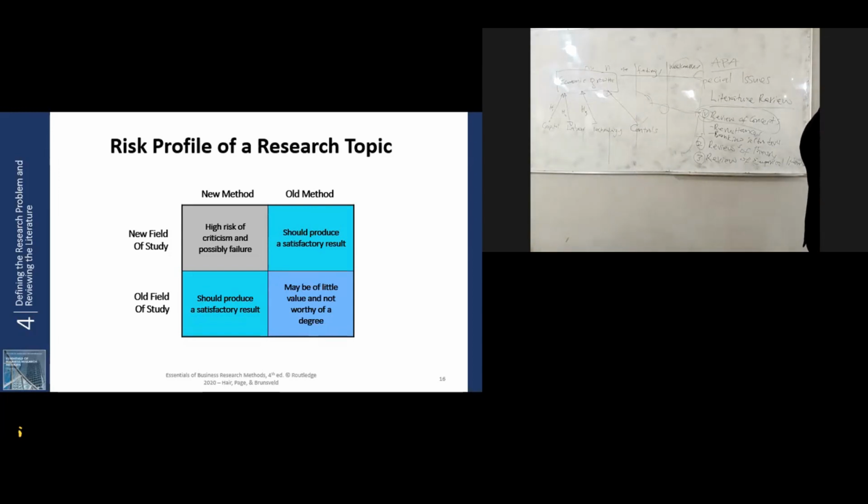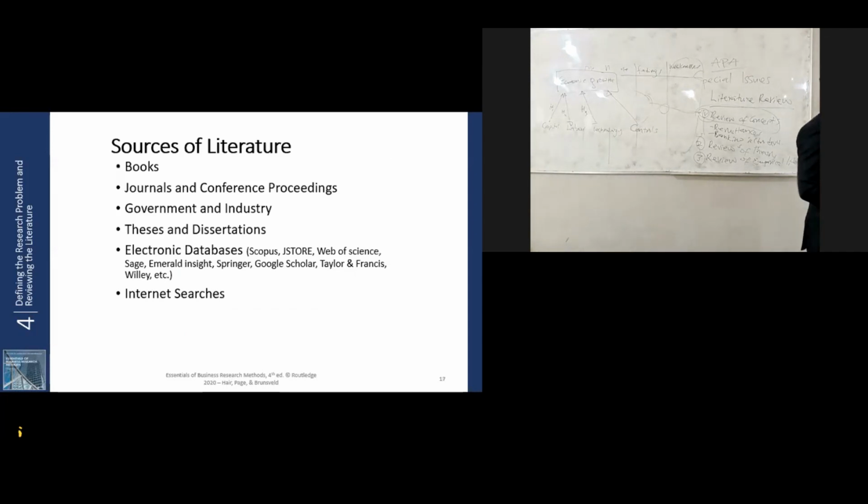Where do you get literature from? You can get literature from books, from journals and conference proceedings. Conference proceedings are just publications from the outcomes of conferences. Government and industry documents, theses and dissertations, then electronic databases. When you go to the library, they will give you access to electronic databases.